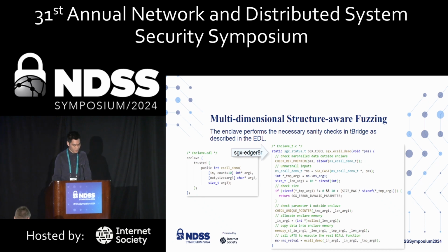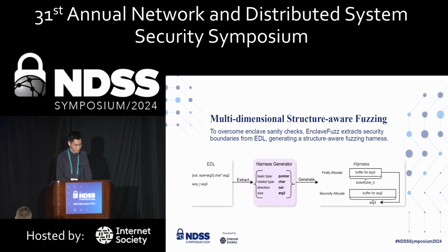And if an input fails to pass this sanity check within the bridge, the execution will be terminated immediately and never reach the developer's code. To overcome such a problem, EnclaveFuzz analyzes the enclave definition field to generate a harness that can allocate data with proper size during fuzzing. It has also been mentioned that the size of an argument can be decided dynamically by another argument, like the figure shows here.